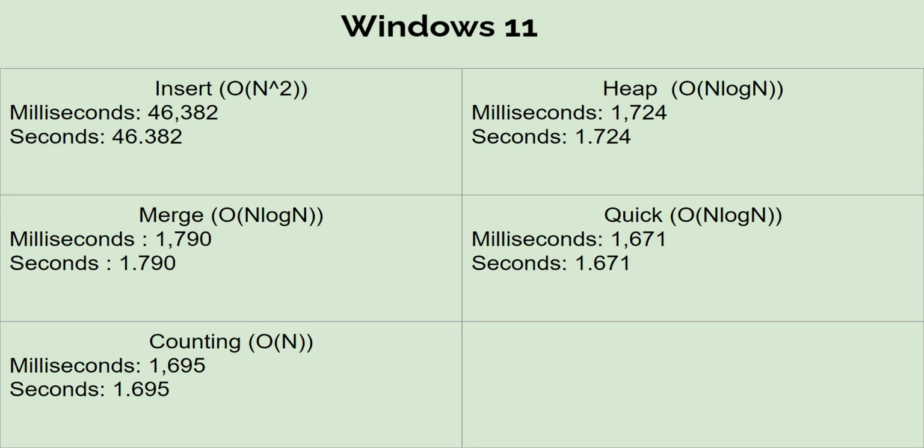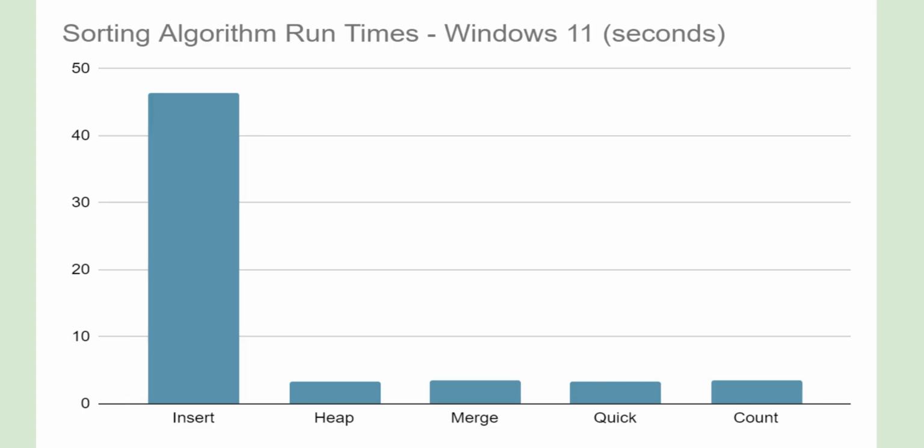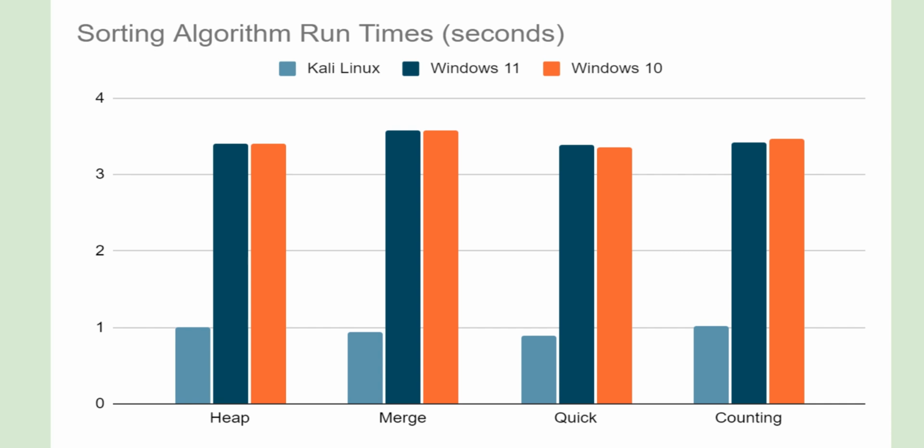And again, I forgot to mention here, quicksort was the fastest out of all of these. Counting sort was very close, though. It was only about 24 milliseconds off. And then again, with insertion sort shown in here, again, a lot longer with that big of a data set. So again, we show the 3 different operating systems that we tested them on, and Windows 10 and Windows 11 show here.